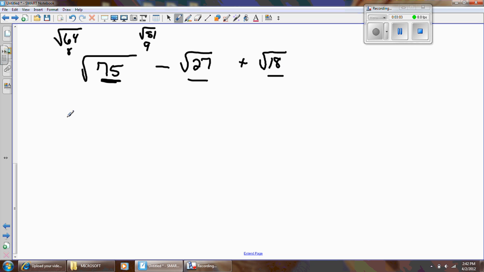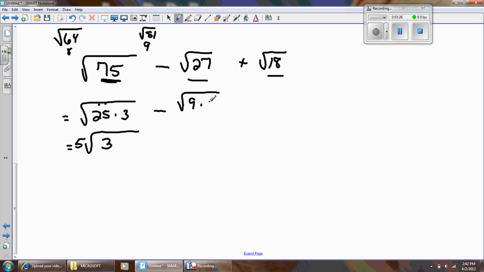Well, I know that rad 75 is the same as 25 times 3, which is the same as 5 rad 3. How did I get 5? The rad of 25 is 5. Broke it down to 5 times 5 times 3. The pair of 5s left the house on a date. Now, rad 27 is the same as 9 times 3. Well, the rad of 9 is 3. So this would be minus 3 rad 3. And then I have rad 18 as 9 times 2, which will be 3 rad 2, right?